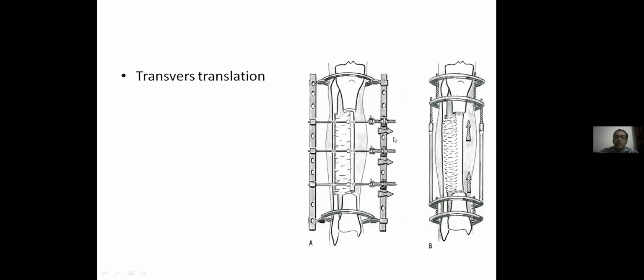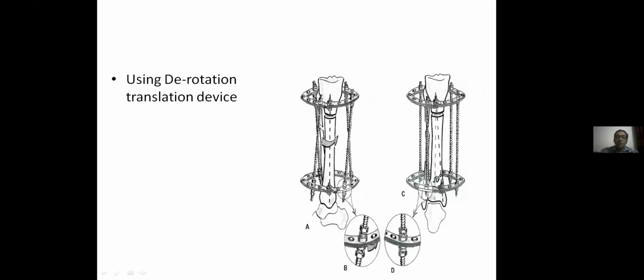In this picture, the transverse translation occurs by the long plate. Here the fibula is translated in the long axis into the gap of the tibia. In rotatory deformity or rotatory displacement of this bony fracture, using a derotation translation device, here conical washers are used and threaded rods are connected with two rings.